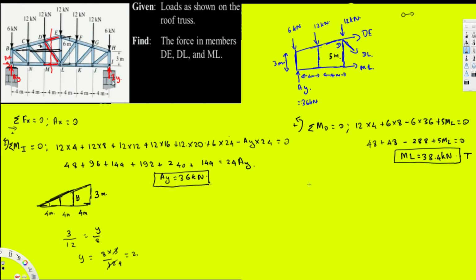So let's do the summation of Fx. We have only three horizontal forces: ML is going to create a horizontal force, DL, and DE, those are the three. If I take this direction positive, ML is straightforward. It's just ML, which we already found. And DL. To find DL, I have to know the horizontal component. So we have DL right here.